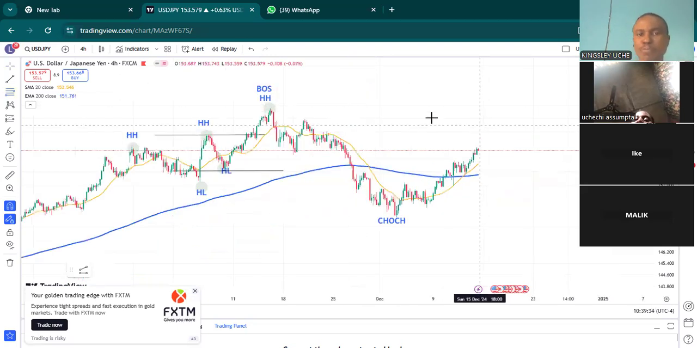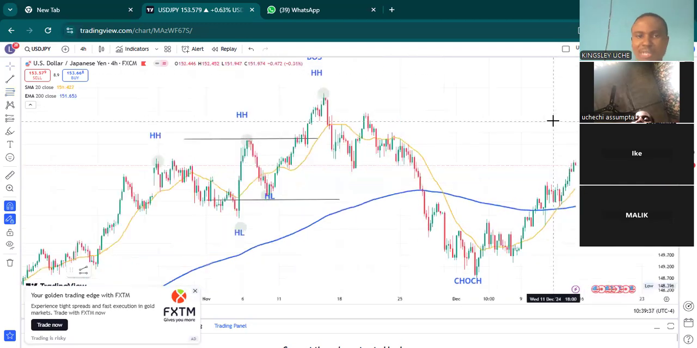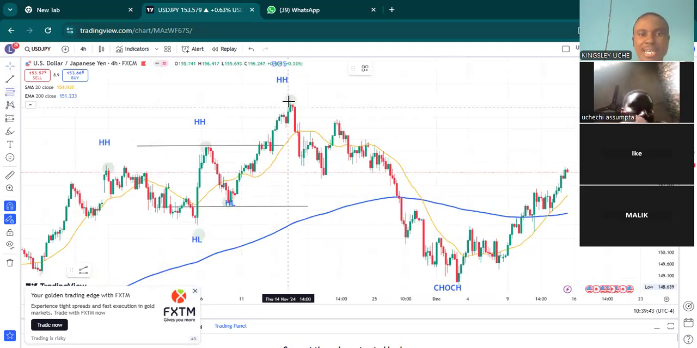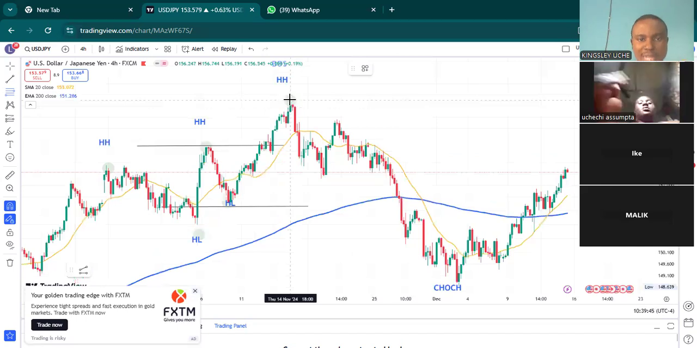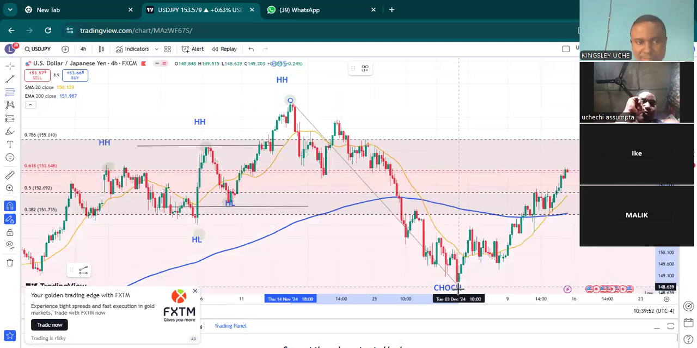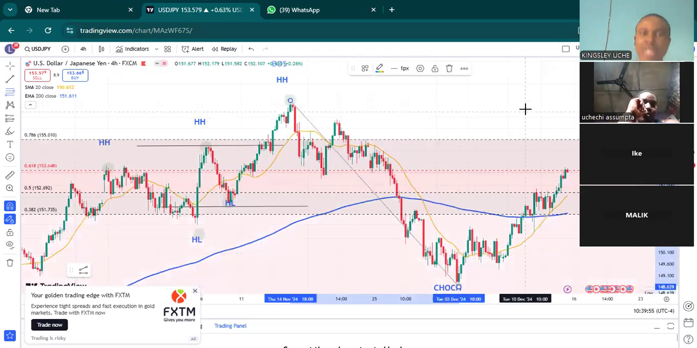Let me try zooming so we can really see. Now you need to draw your Fibonacci retracement tool from the top of the break of structure. You click once there, and you drag it down to the change of character, to the low of the change of character, which is this. You draw it and you click there as well.